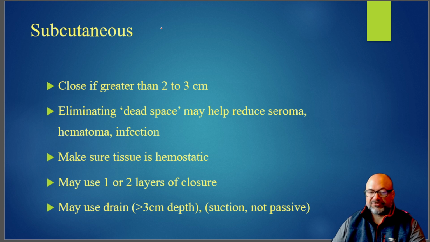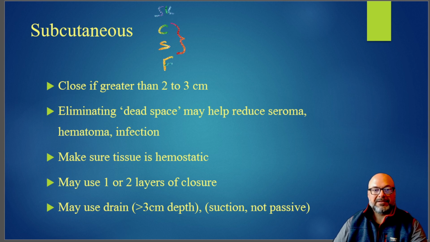The subcutaneous tissue, so Camper's and Scarpa's, which makes up our sub-Q, is underneath the skin and above the fascia, which we've just closed. It's really recommended to close the subcutaneous layer if it's more than 2 to 3 centimeters thick. I usually close it regardless of thickness, just to close the dead space and bring together the skin edges. It can reduce seroma, hematoma formation, and infection.